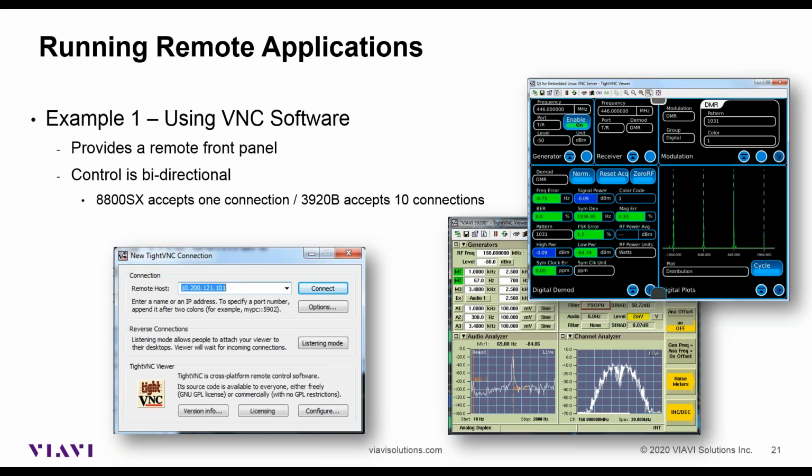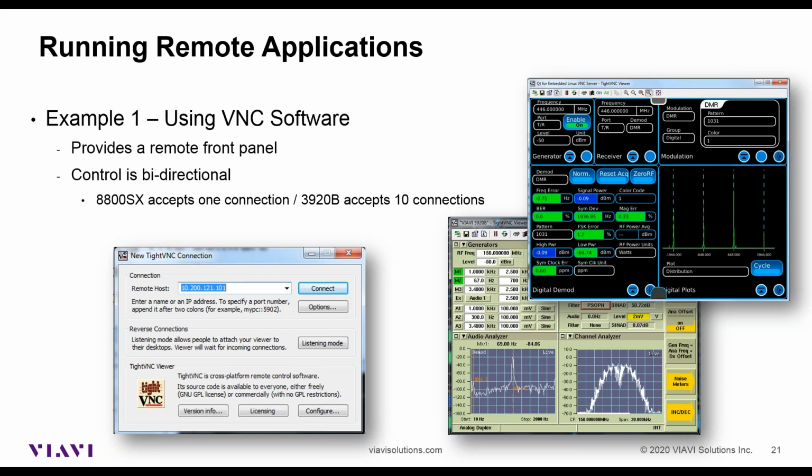One difference here is 3550R and 8800SX, only one person can connect at a time, only one VNC connection. On the 3920 series, you can have up to 10 people connected. Can make it difficult if more than one person's trying to control the mouse. But you could have multiple sites monitoring, or multiple people, especially if you're working at home now, could be monitoring a test set at a radio site or an airport or at an industrial plant, looking for interference or issues with the radios. And you don't have to be there.